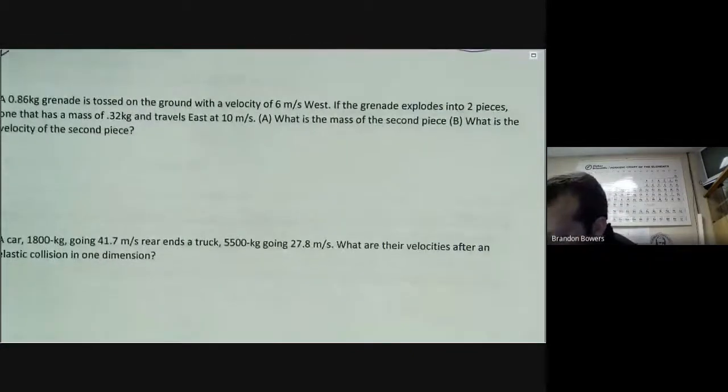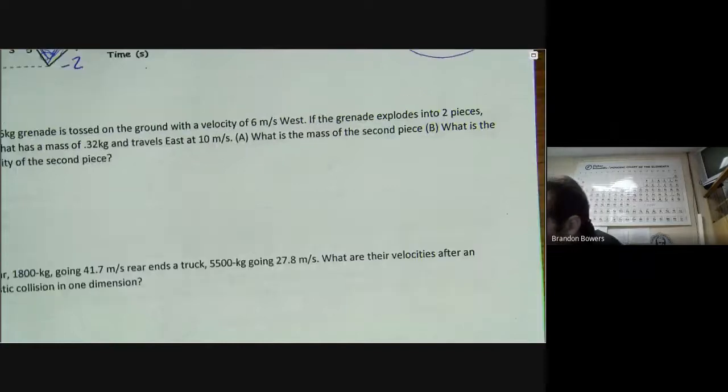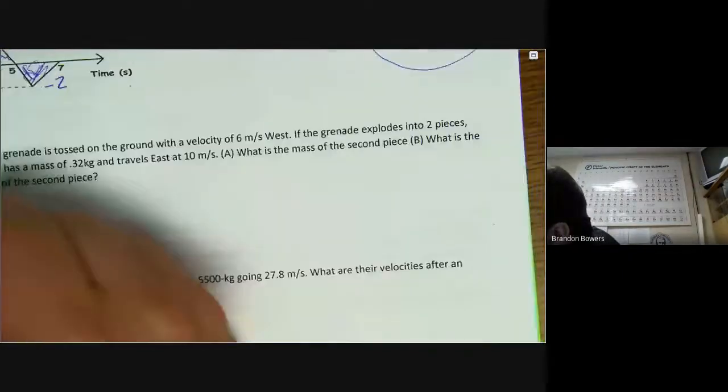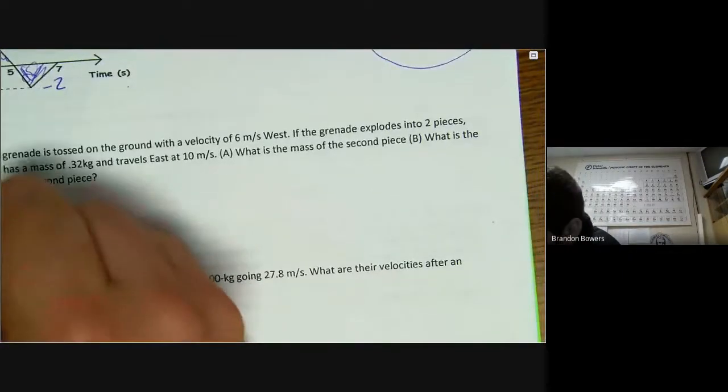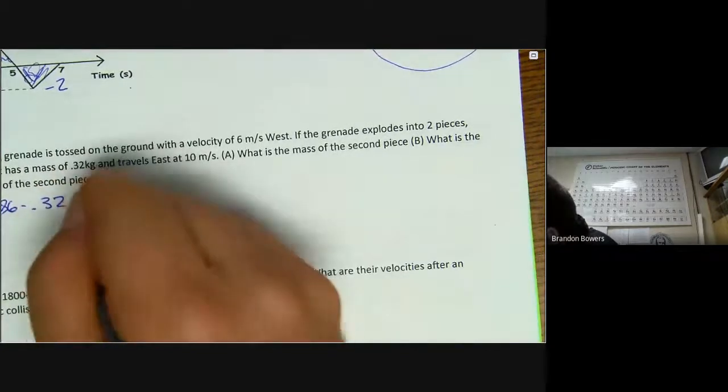Number 7 says a grenade is tossed on the ground with a velocity of 6 meters per second west. If the grenade explodes into 2 pieces, one has a mass that travels that. What is the mass of the second piece? Okay, so that's pretty easy. If the total is 0.86, and the first piece had that, the mass of the second piece is 0.54 kilograms. B is a little more tricky.